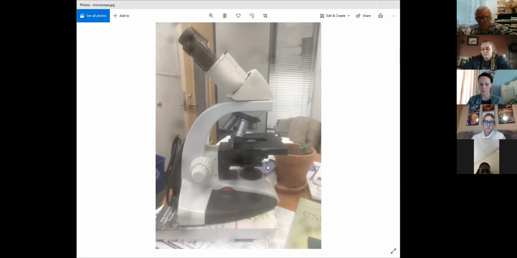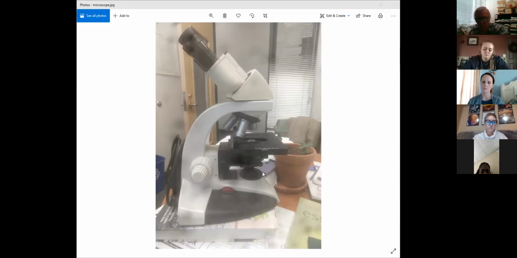So then what you do is you take a part of your object and you move it to dead center of what's called the field of view. The circle that you see, the white circle you see when you look through a microscope is called the FOV, the field of view. And you move some part of the object into the middle, dead center of the field of view. And then you turn the rotating knob and you click in the high power.